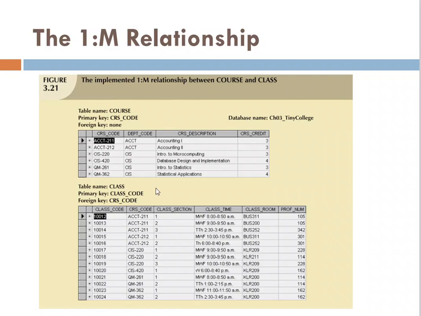Dan tidak sesuai untuk kita letakkan class code di dalam table course. Class code tidak sesuai menjadi foreign key dalam table course sebab satu course code boleh ada banyak kelas. Tetapi satu kelas, satu class code hanya merujuk kepada satu course code.